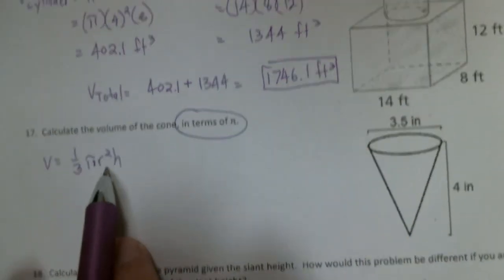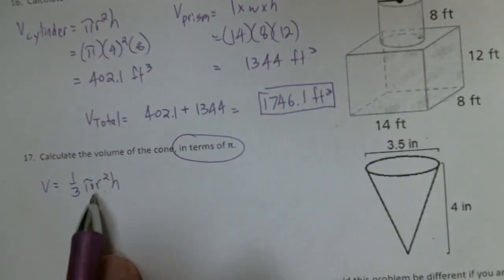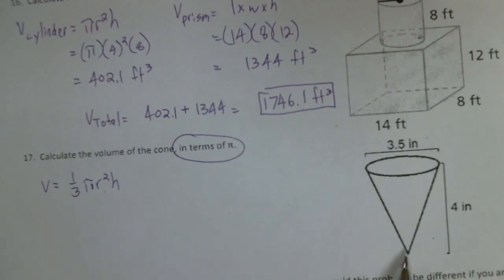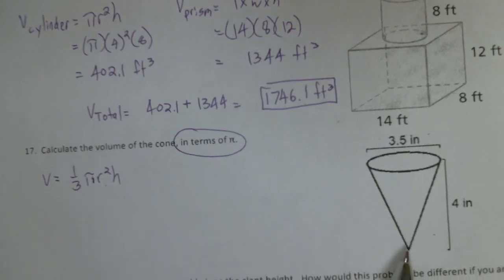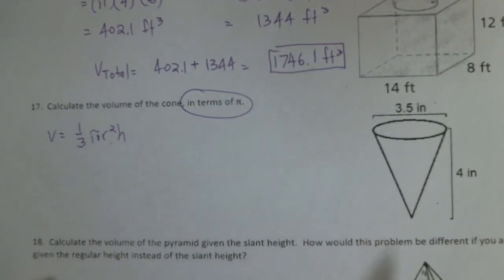Okay, so it's the same thing as a cylinder. It's pi r squared h. It's just a third. Okay, the two shapes that we learned about that go to a point, the pyramid and the cone, they both have a 1/3 in the front of the formula.